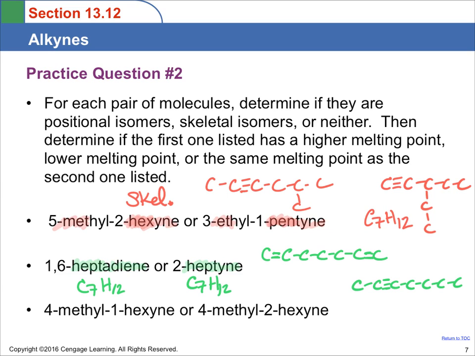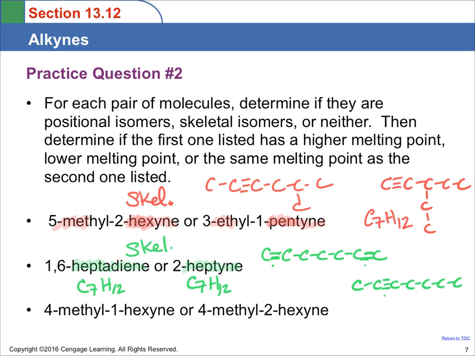So in this case, carbons aren't moving, but we don't have the same functional groups. So we're going from 2 double bonds to a triple bond. To be positional isomers, the functional groups have to be the same. So this is also considered a skeletal isomer.